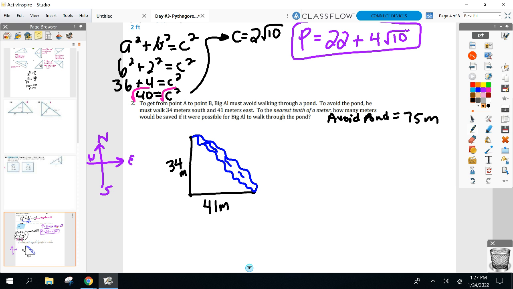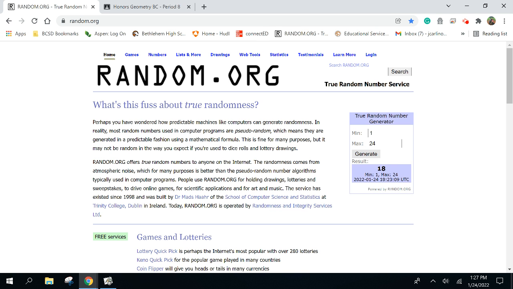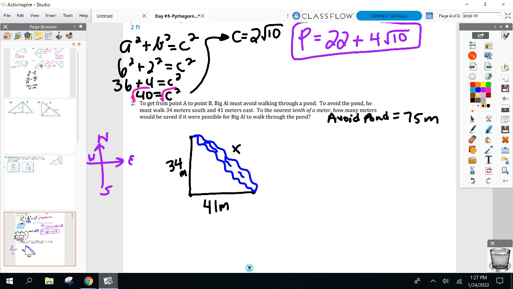Well, if I want to know how much he saved, I got to know how much it is to actually walk through the pond. All right. So how much is it to actually walk through the pond? Set it up for me. Want to set up Pythag there, Greg, for me? 34 squared. Yep. Plus 41 squared equals c squared. Yep. Good job.